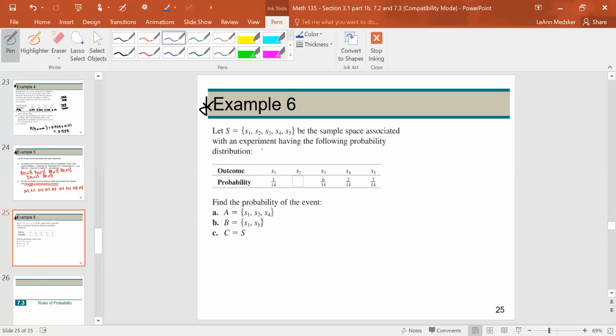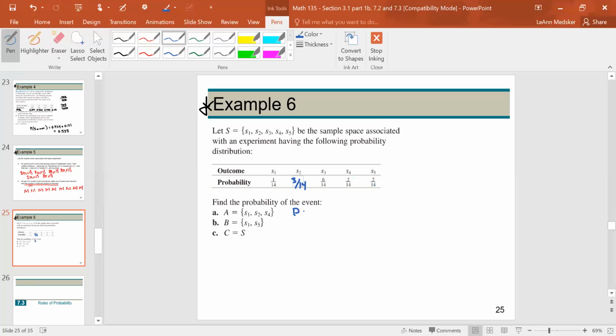Okay, and then the very last one. This says let S equal these 5 simple events, and that's the sample space associated with the experiment having the following distribution. Now there is a missing piece here, but if you know about probability distributions, they should add to 1. So this is 1 plus 6, which would be 7, 8, 9, 10, 11. So we need 3 more to make 14 out of 14, so 3/14.